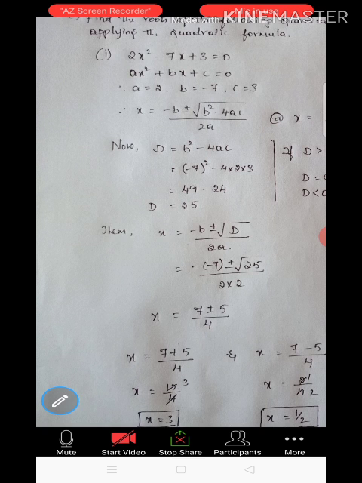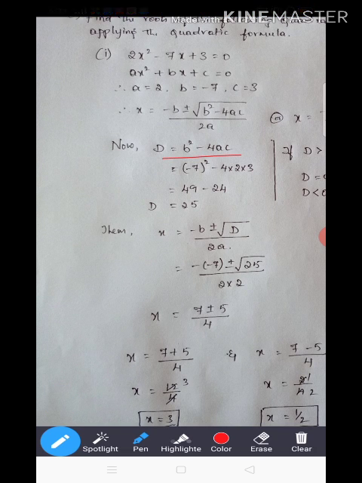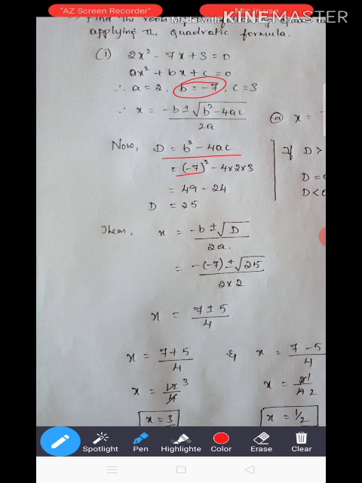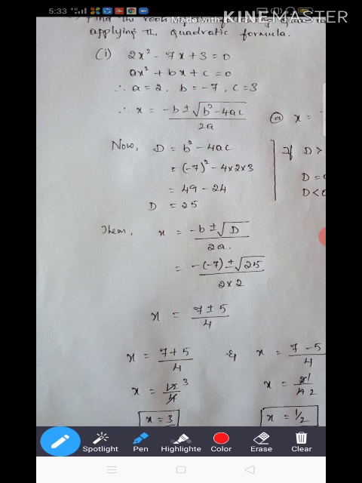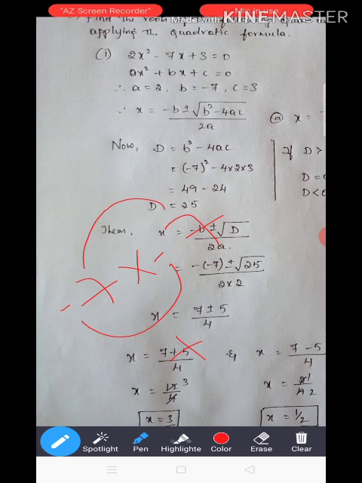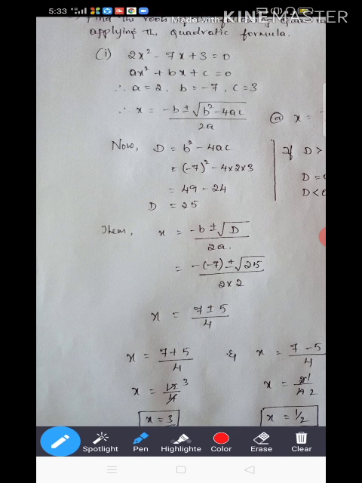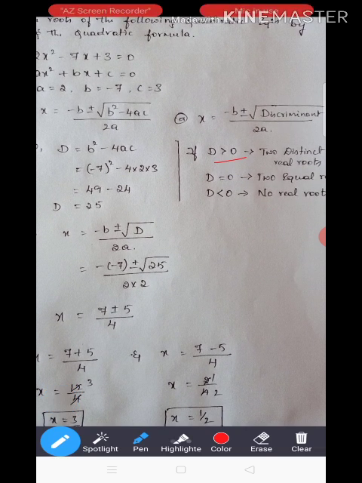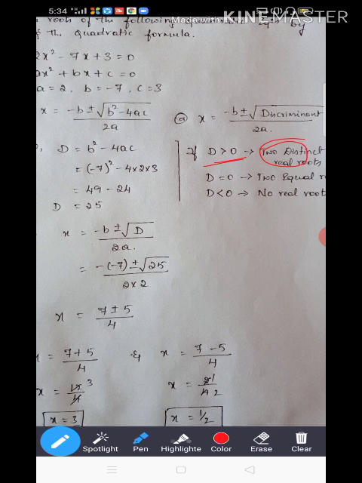Now let us find the value of b square minus 4ac. Here b is minus 7, so minus 7 whole square, and 4ac, where the value of a is 2 and the value of c is 3. Minus 7 whole square is minus 7 into minus 7, and minus into minus is plus, so 7 sevens are 49. Then minus 4 2s are 8, 8 3s are 24. 49 minus 24 is 25. So the discriminant value is 25, which is greater than 0. If it is greater than 0, I'm going to get two distinct real roots.